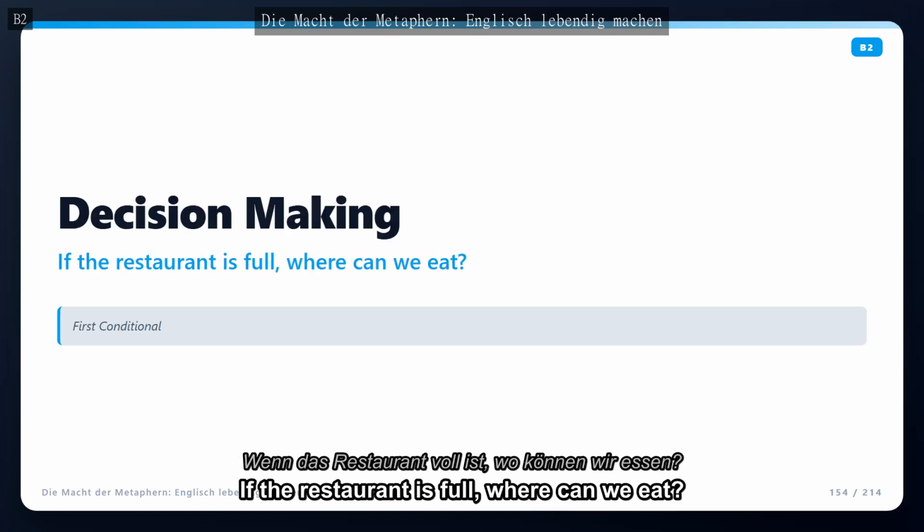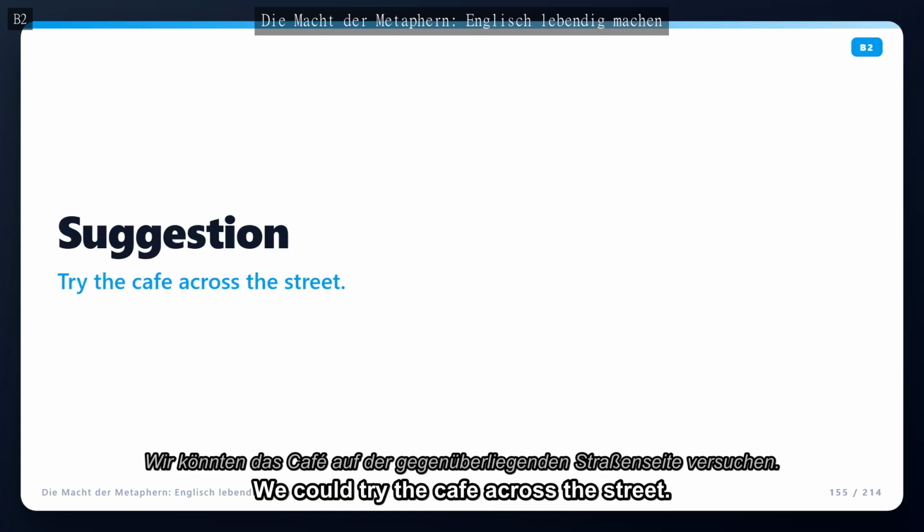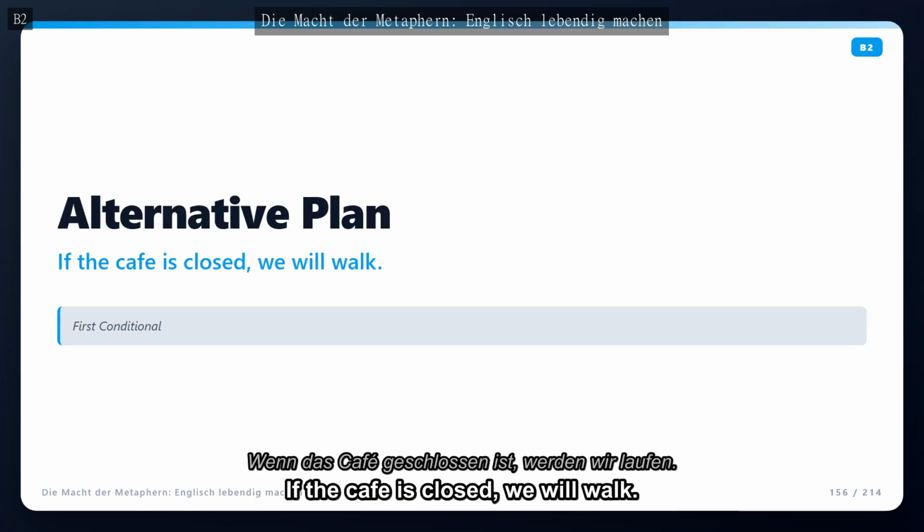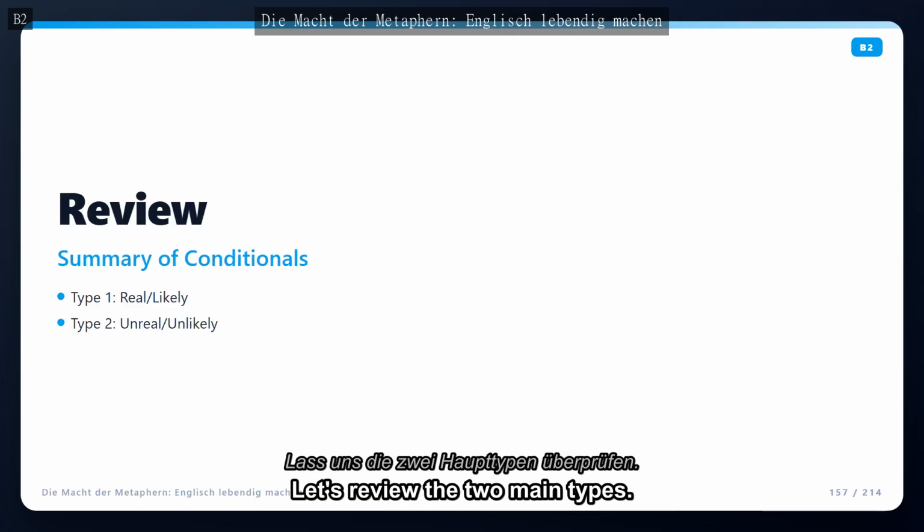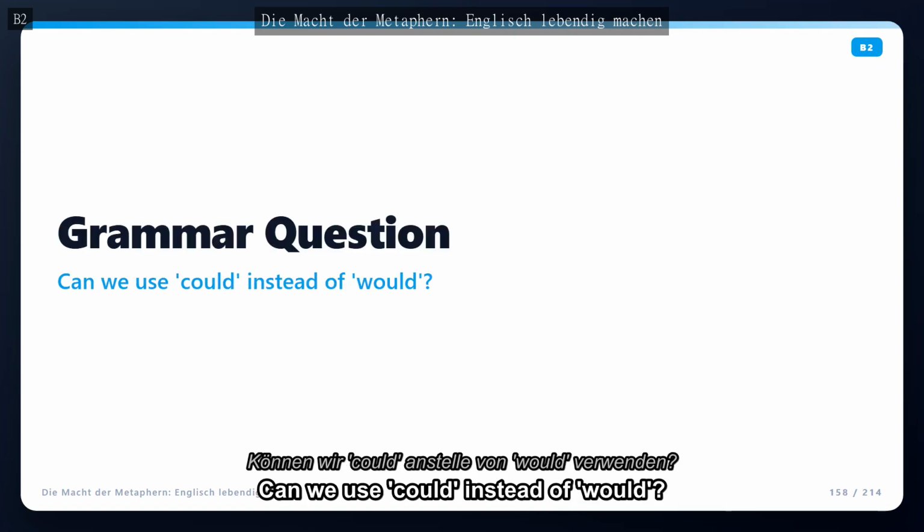If the restaurant is full, where can we eat? We could try the cafe across the street. If the cafe is closed, we will walk. Let's review the two main types. Can we use could instead of would?